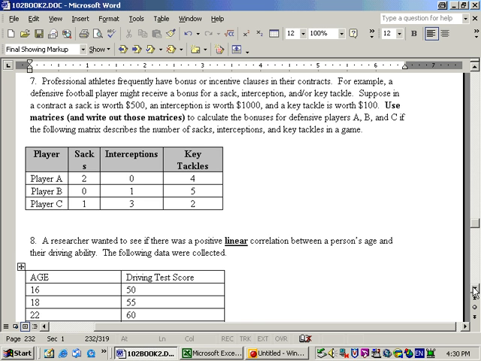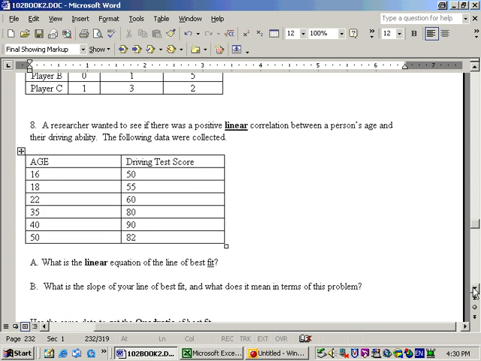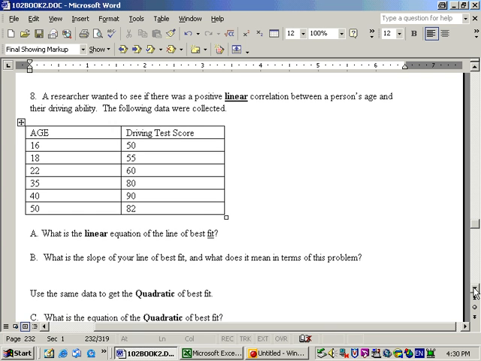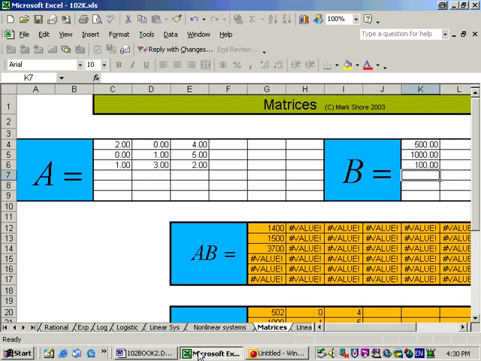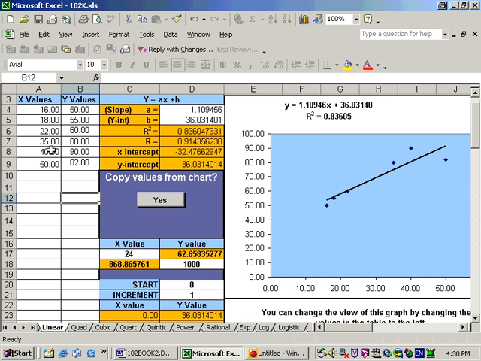Now we're into some review problems. It's a cumulative final, so some problems come from earlier sections. Jumping back to chapter 1 here, it says look for a linear relationship between the age and a person's driving test score. So I put those data points into the Excel sheet, on the linear page. I got this line of best fit right here. The slope is 1.109, and that means for each year your driving test score increases by 1.109 points.